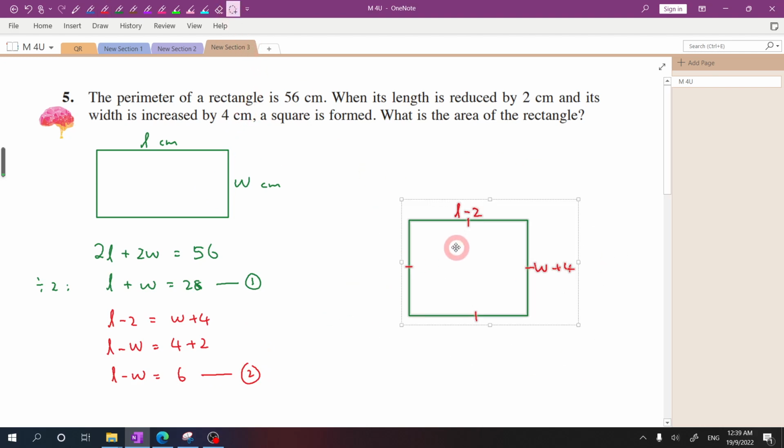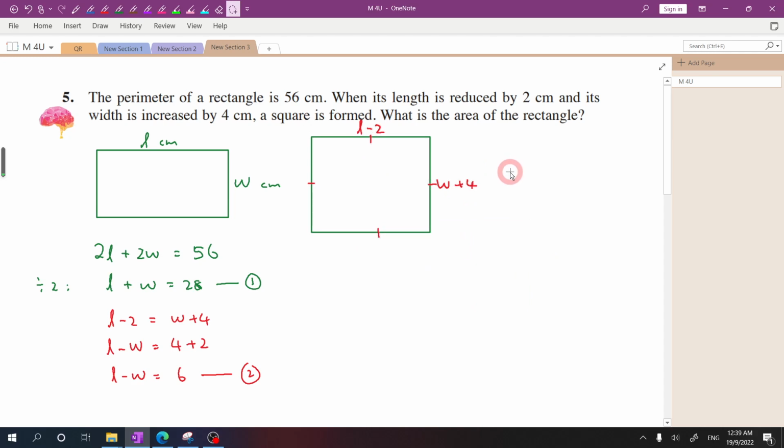Here you can choose to use elimination method or substitution method. So totally up to you as long as you can get the answer. Here I'm going to use elimination method. Let me recopy these two equations first. L plus W equal to 28, the first equation. L minus W is equal to 6. This is the second equation.